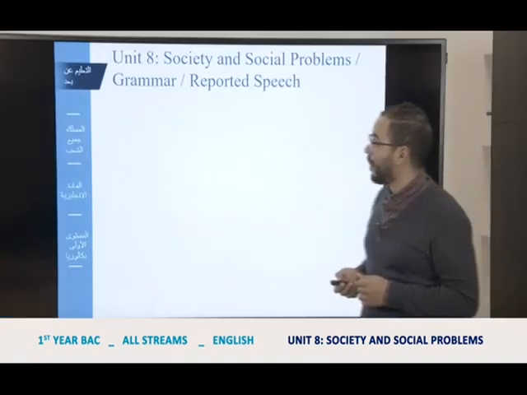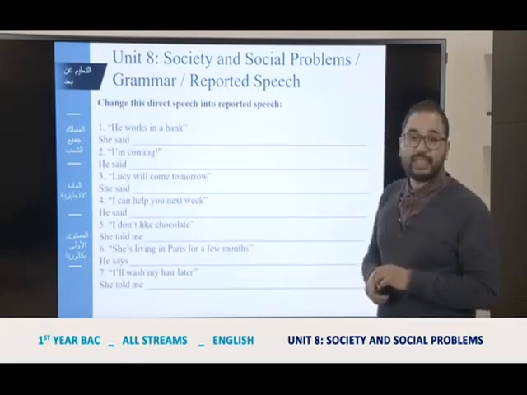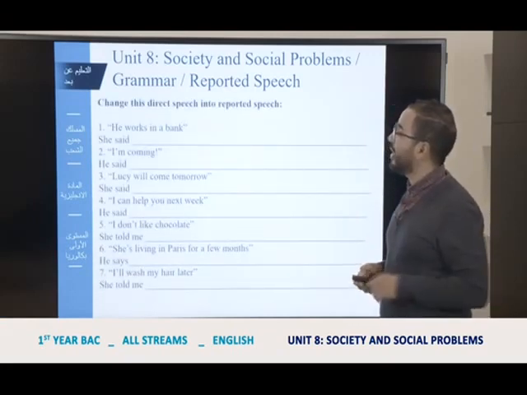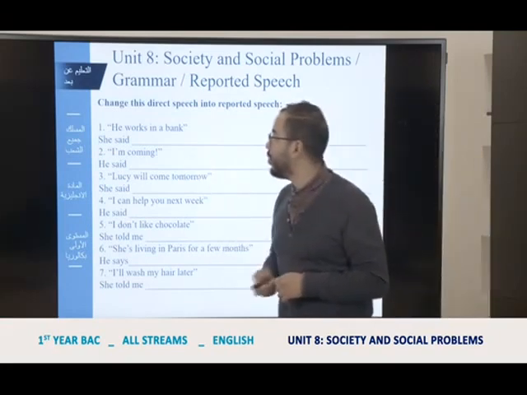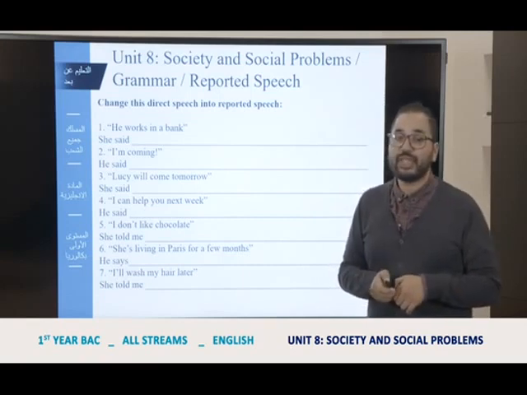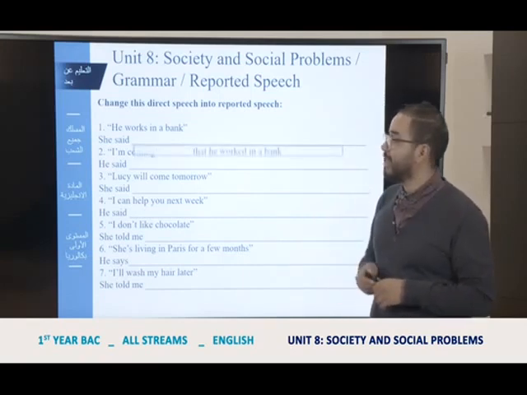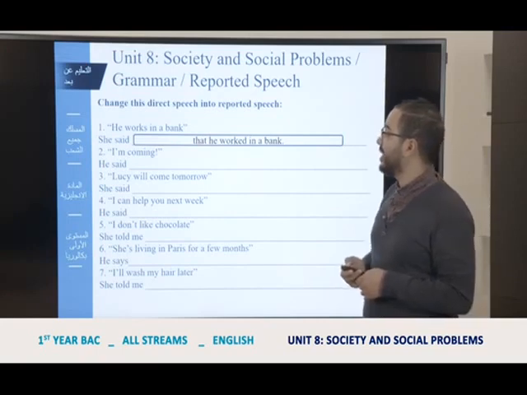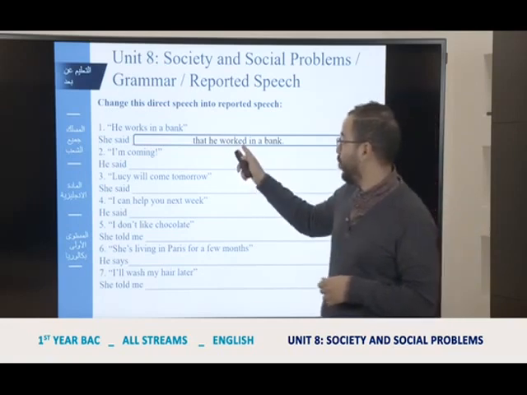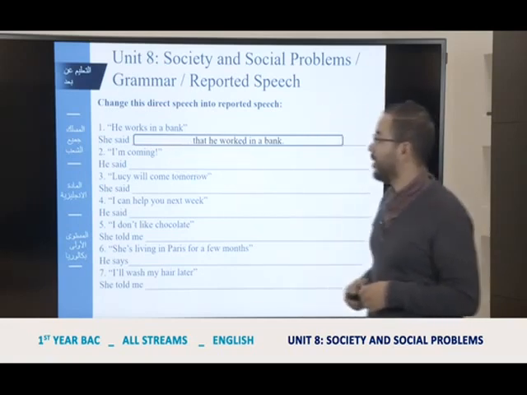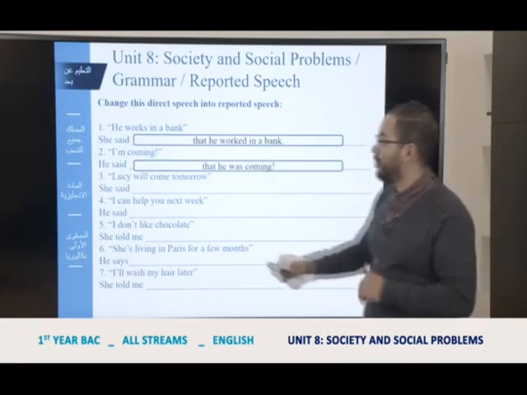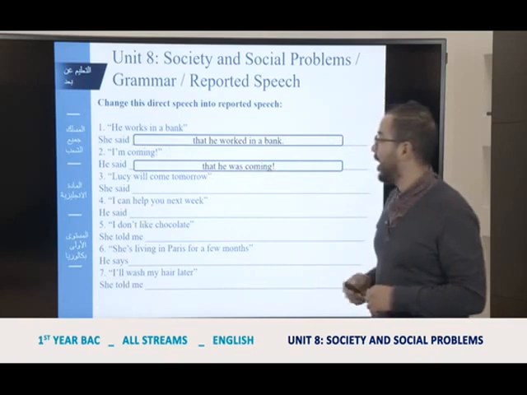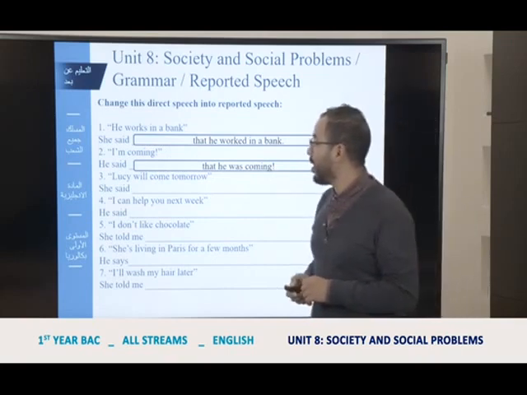This is an exercise. Change this direct speech into reported speech. So here we have the first sentence: "He works in a bank." The verb works is in the present. The answer is she said that he worked in a bank. Okay, he worked. Work becomes worked in a bank. "I'm coming," he said. That he was coming. Present continuous, past continuous.